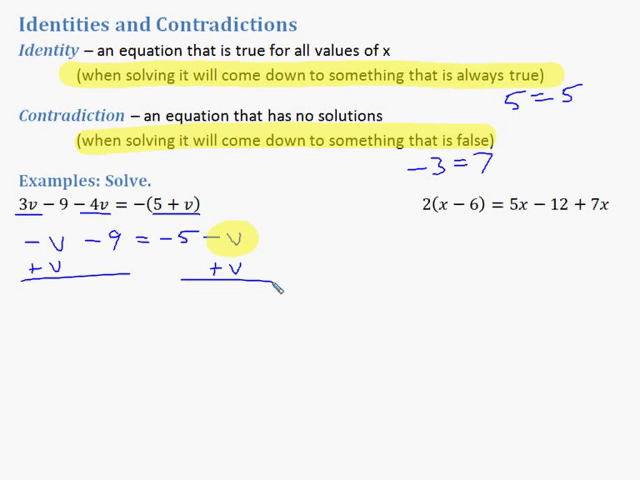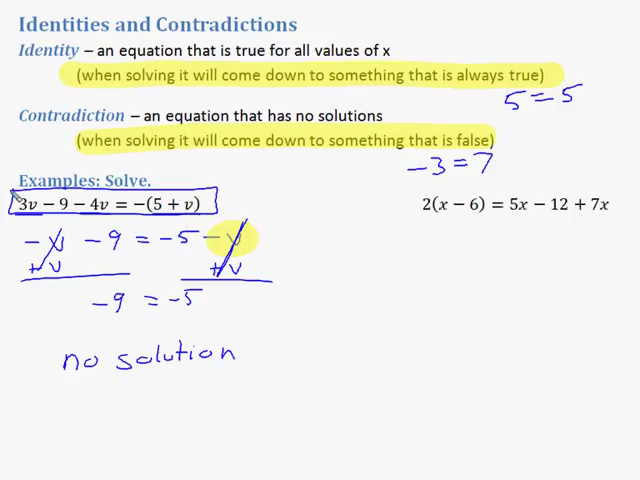And we get, over here we just get negative 9 because this becomes 0, and over here we get negative 5 because this becomes 0, and so this is a case that we mentioned is a contradiction. So we came down to something that's false, so there's no solution, which means there is no value of v that can ever make that equation true. There's no number we can put in there that will make that equation true.